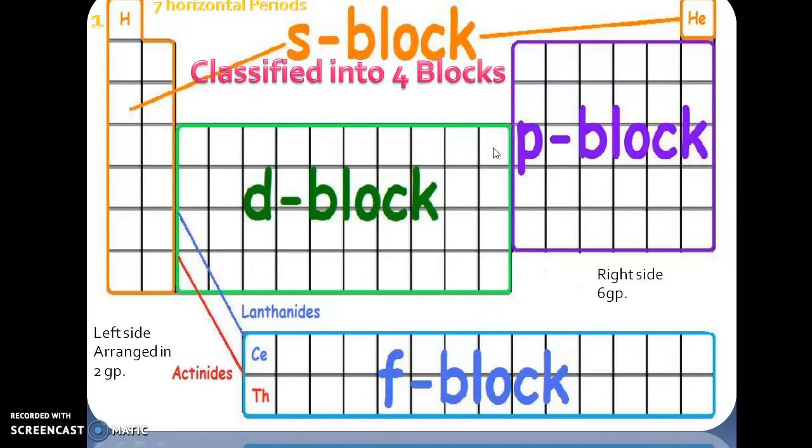You can notice with me, when I mentioned group number 8, that group number 8 doesn't take the symbol B. Why? I tell you. Because group number 8 consists of three vertical columns. Let's see, three vertical columns. These three vertical columns are all group number 8. Why? Due to the similarity in properties.